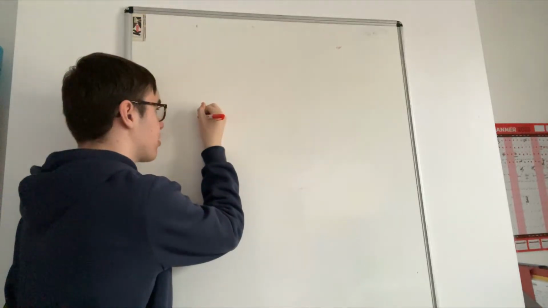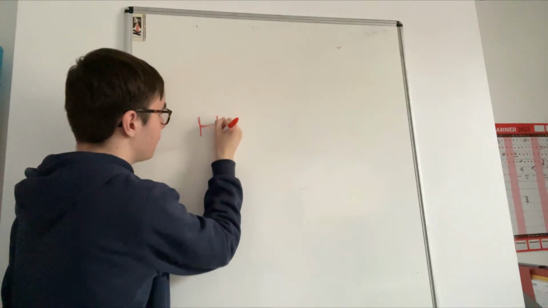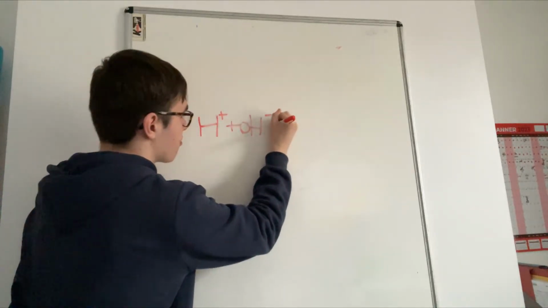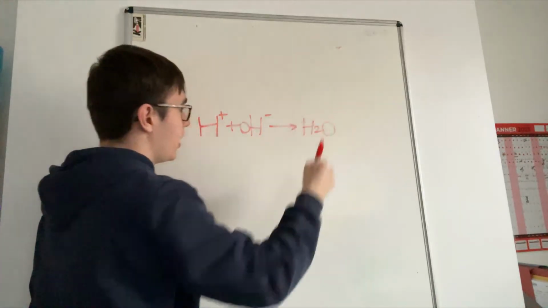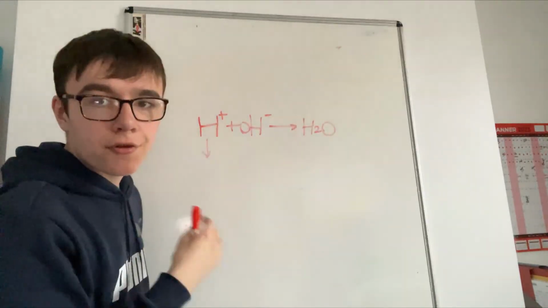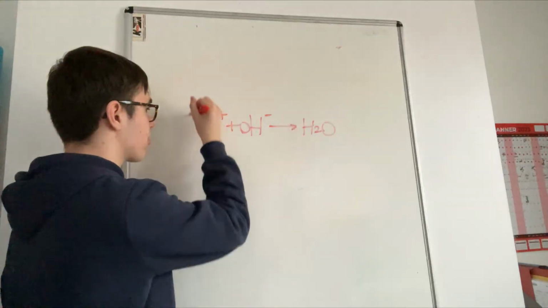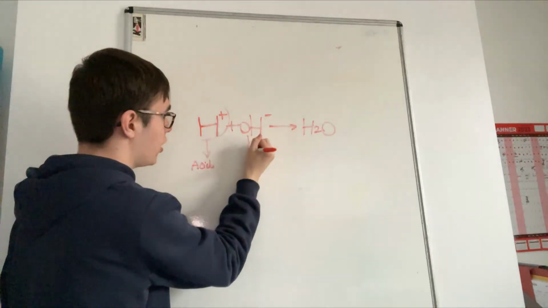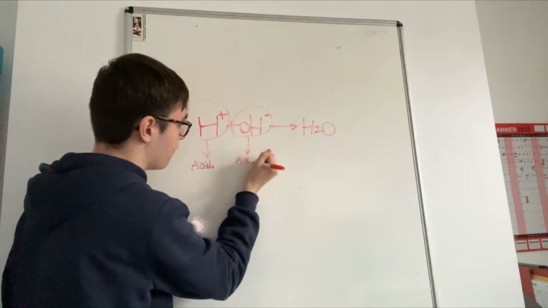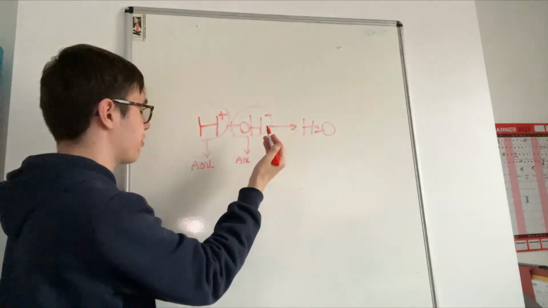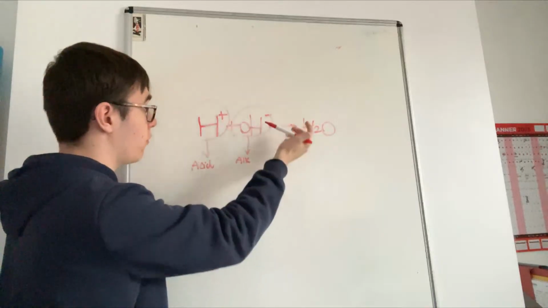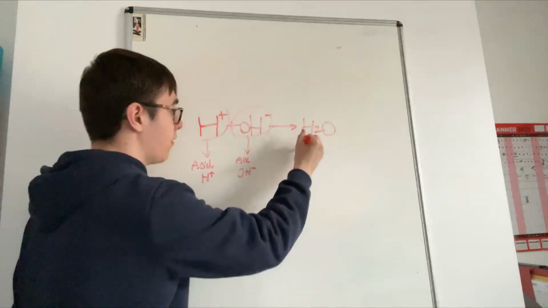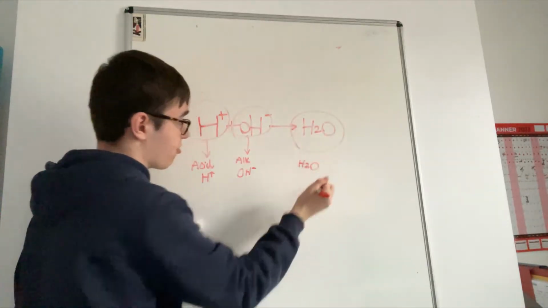Okay, so neutralization between an acid and an alkaline. You have H plus, OH minus, and you get water. Now that is your acid, and the definition of an acid is that it dissociates in water to give hydrogen plus ions, and OH minus is an alkaline because that partially dissociates in water to give OH negative ions. And together their product is H2O, water.